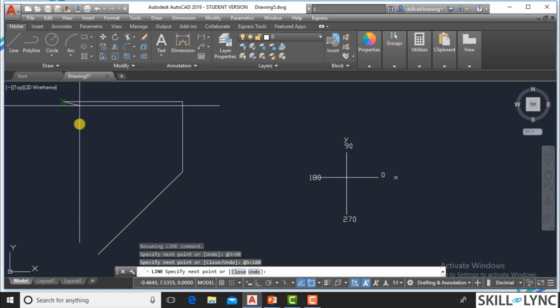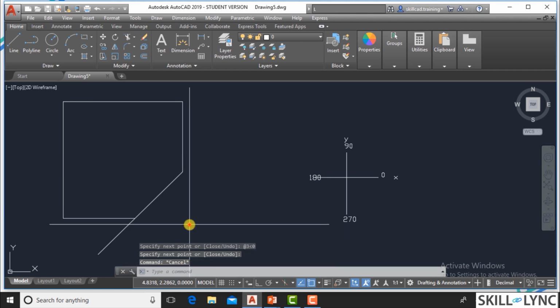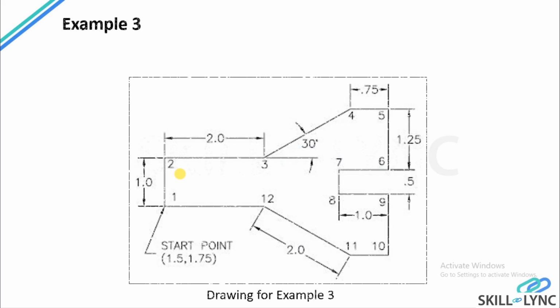Okay, so now I need a line of length, let's say, 5 units, angle 270 degrees, so the line will come down. If I want to draw a line of 3 units, angle 0 degrees, the line will go right. So this is how the polar coordinate system works. Now let's take an example over here and finish up with the polar coordinate system.